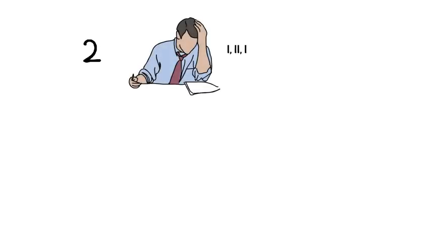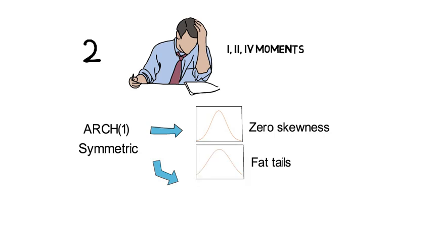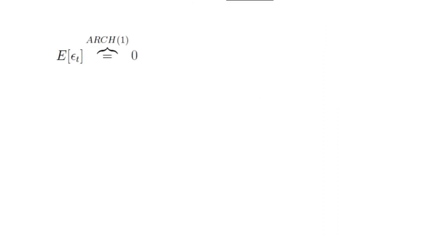Now let's turn to our second objective, the derivation of the first, second, and fourth moment. Note, the Arch1 model is symmetric and does therefore come along with a zero skewness. But as we see shortly, an Arch1 can account for fat tails or excess kurtosis. I want to show you that the first moment of an Arch1 random variable is 0.